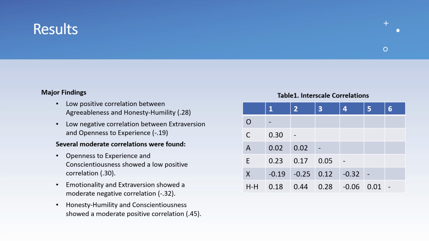A low negative correlation was found between extraversion and openness to experience, with r equal to negative 0.19. Additionally, openness to experience and conscientiousness showed a moderate positive correlation of r equal to 0.3. Emotionality and extraversion showed a moderate negative correlation of r equal to negative 0.32. Finally, honesty-humility and conscientiousness showed a moderate positive correlation of r equal to 0.44.